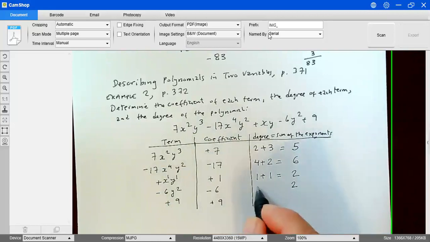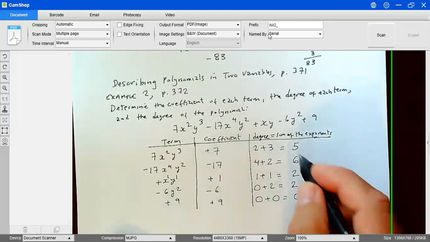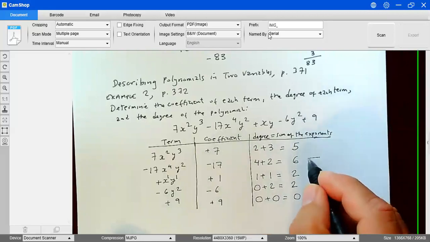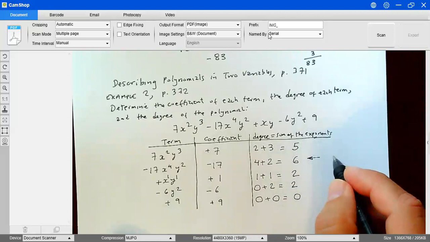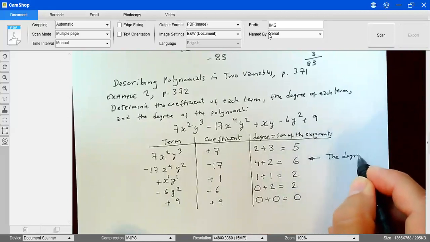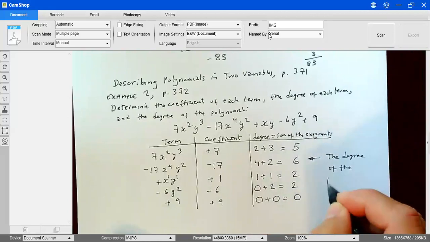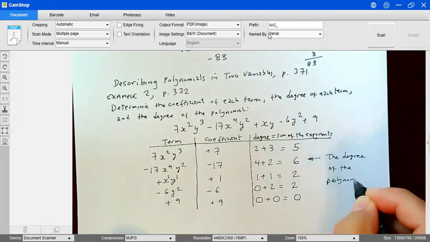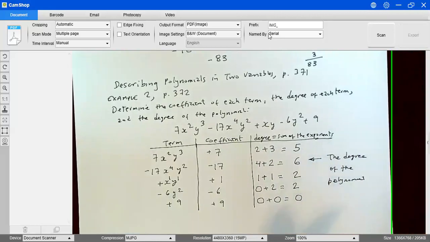You can say here that the degree of x is 0 and the degree of y is 2. So the final degree is 2. And you can say here that the degree of x is 0, the degree of y is 0. So the degree of this term is 0. So you look for the highest number. So this is going to be the degree of the polynomial. So this is a polynomial of degree 6. So that's example 2.